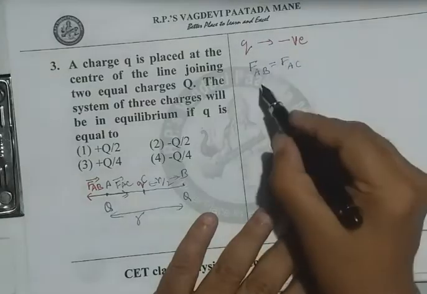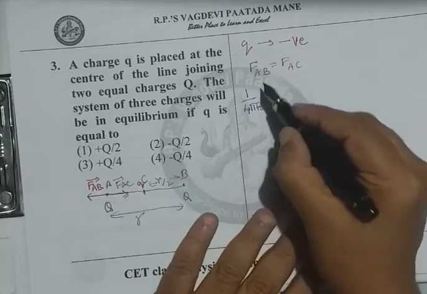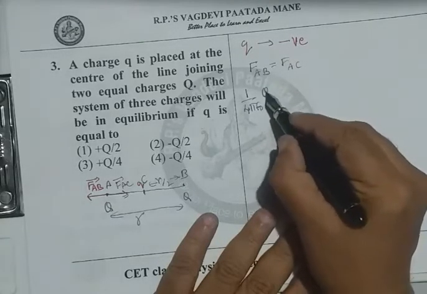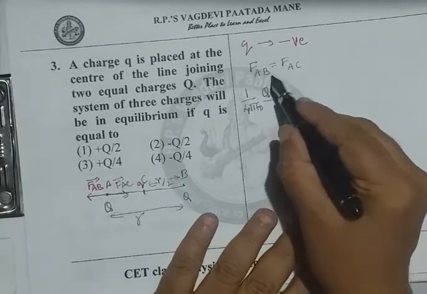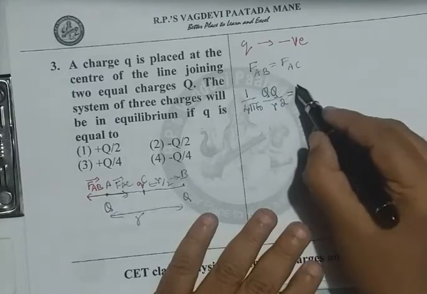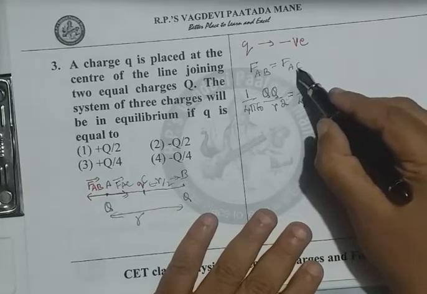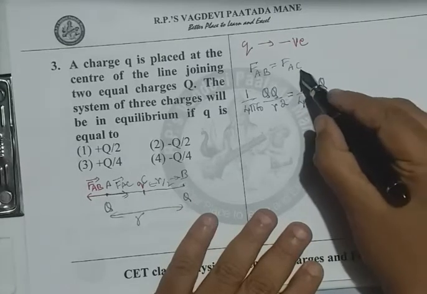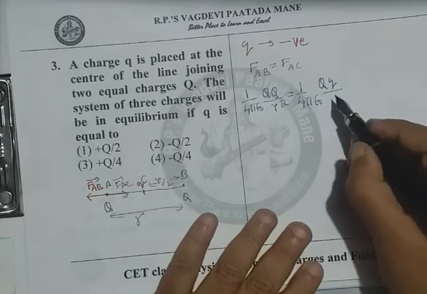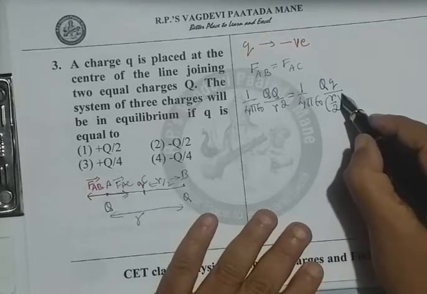Now we write the expressions for FAB. It is 1 by 4 pi epsilon naught, Q into Q, where AB stands for the charge on A and the charge on B, divided by the distance AB, R square. This is equal to FAC, which is 1 by 4 pi epsilon naught, charge on A is Q, charge at C is small q, by the distance AC, R by 2, the whole square.